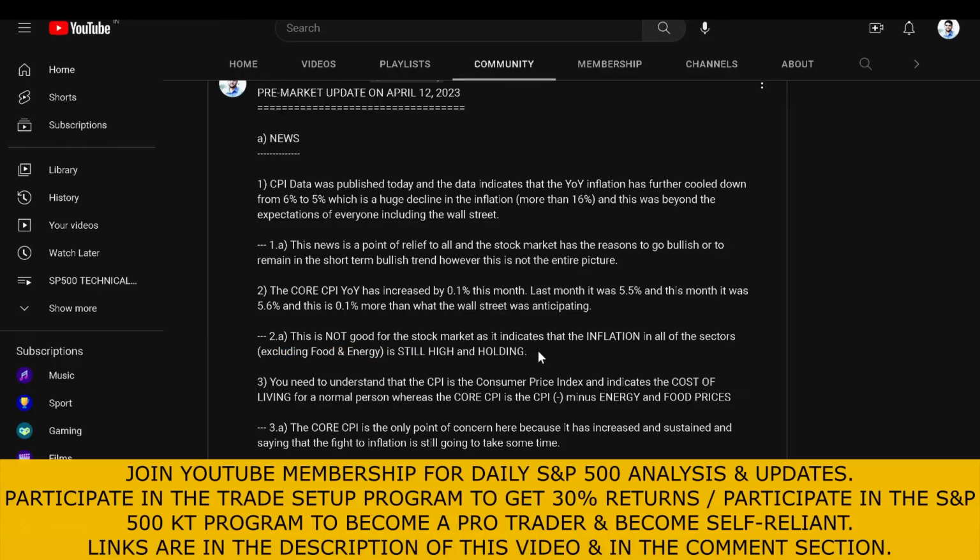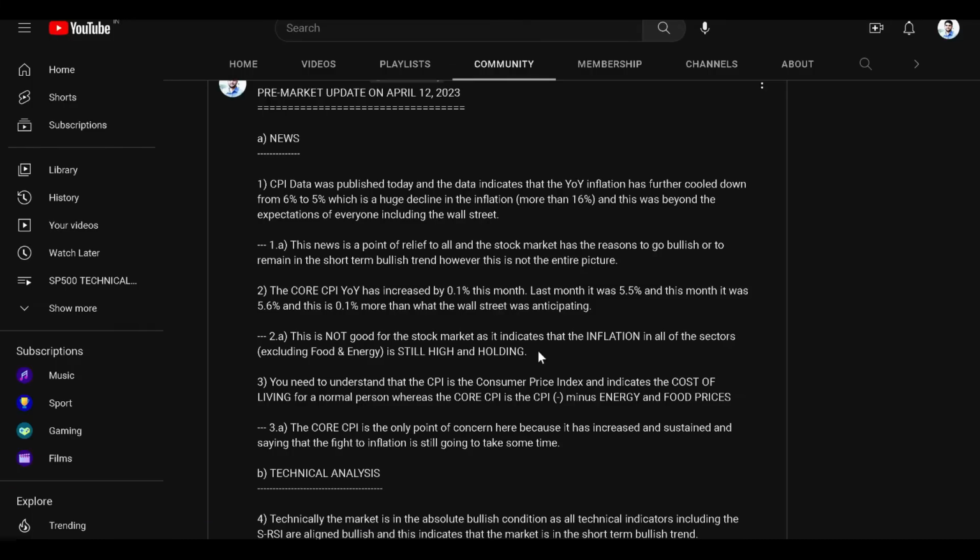And if you understand the CPI and the Federal Reserve, how they calculate and how they think: as per the comments of the Federal Reserve Chairman, the Federal Open Market Committee heavily considers the core CPI rather than the CPI which includes food and energy. They consider the core CPI, and because the core CPI is still holding, it means the inflation is holding.